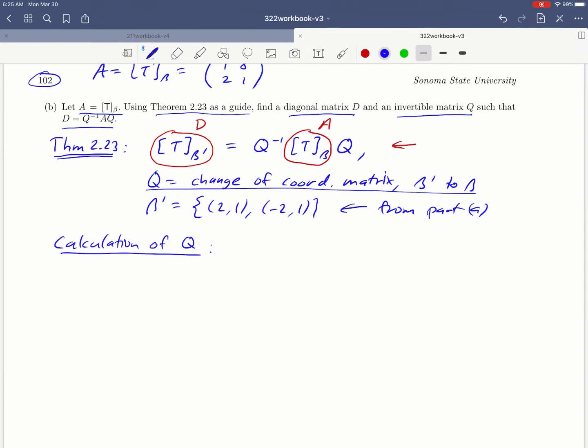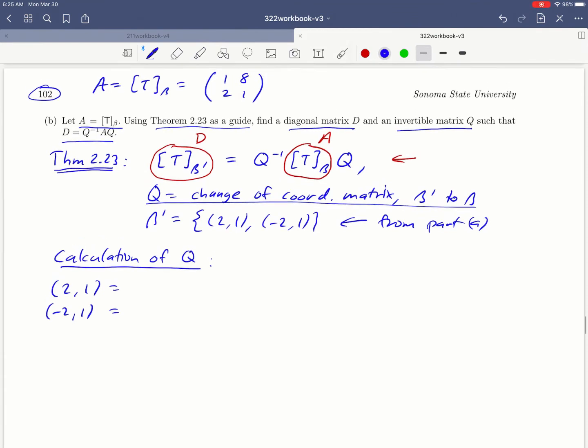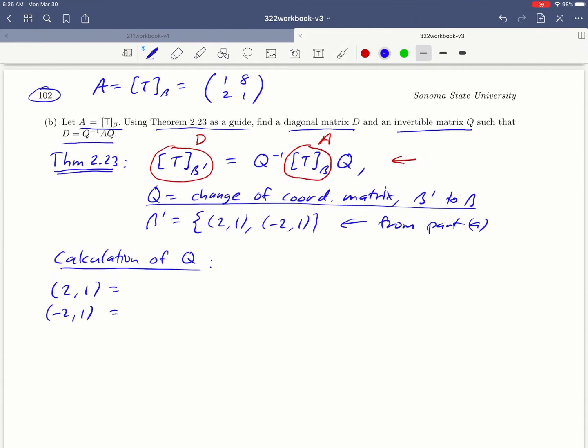If you look back at the way that works, we're going to start with the vectors in beta prime, 2, 1 and negative 2, 1, and we're going to try to write those as a linear combination of the vectors in beta, which was the standard basis. We can remind ourselves that this is referring back to part A again. Beta was the standard basis for R2.